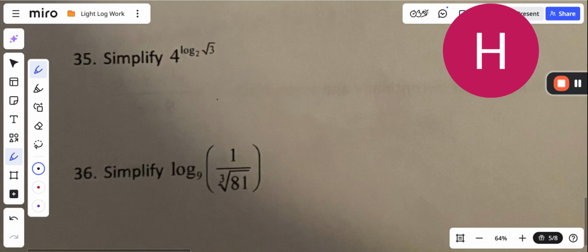Give it your best shot. See if you remember the properties you need. And when you're ready, you can unpause the video. See how we did it here.